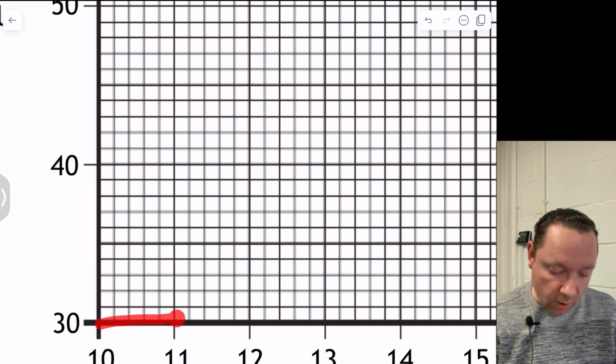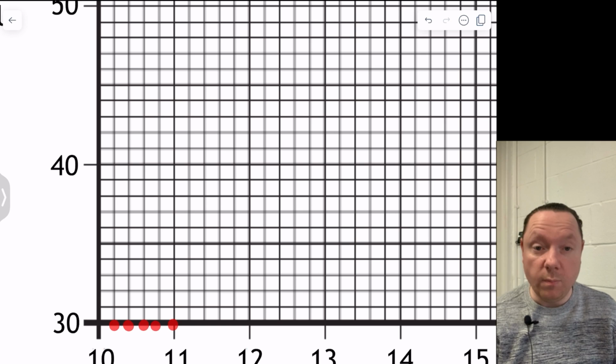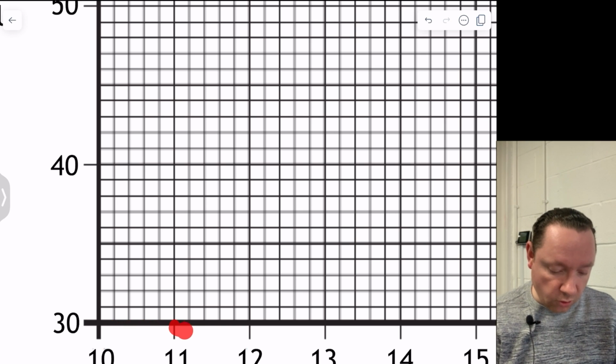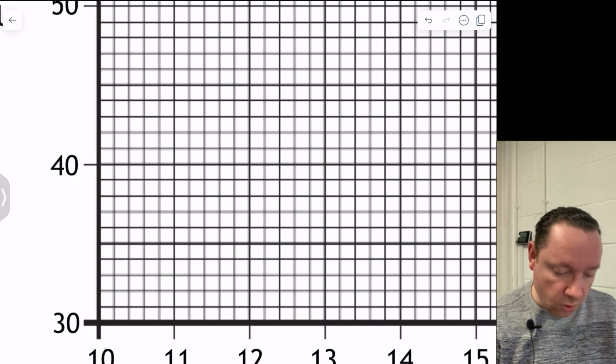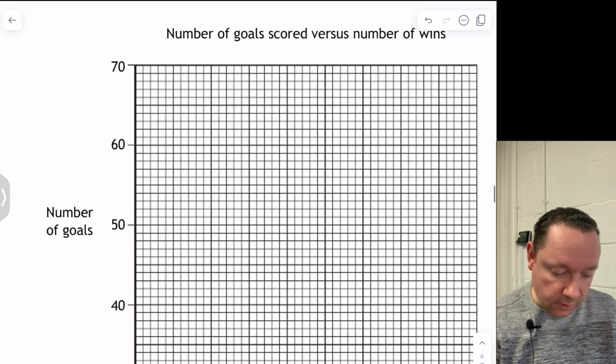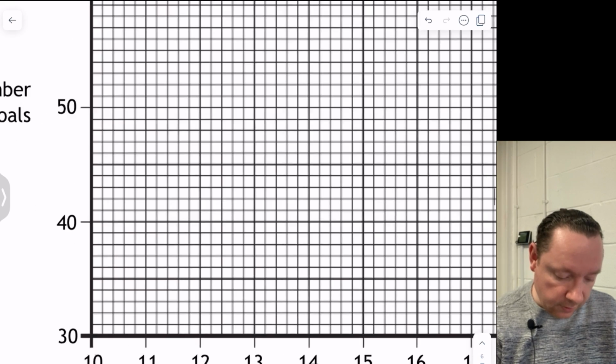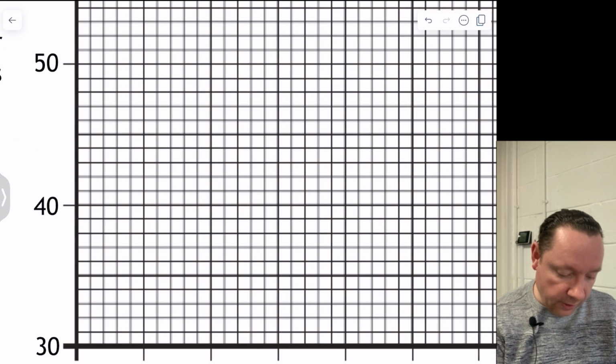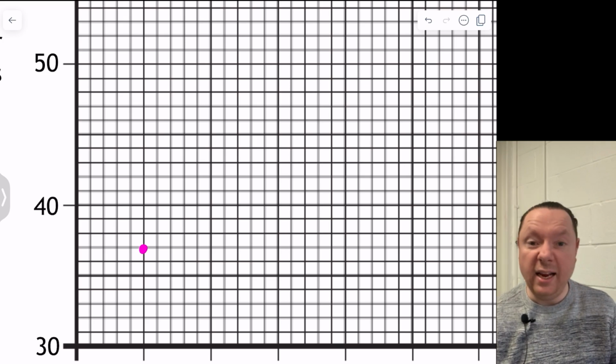And these ones are going up, well, let's count. 10 point something, something, something, something, 11. So it's going up in twos. So 0.2s for each of these. Okay, so the first one, just taking your time, 11 and 37: 11, 35, 36, 37. A little dot or an X is fine.